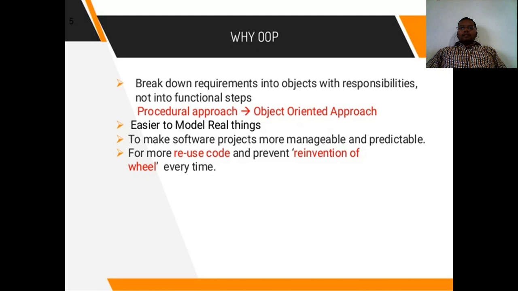So next, why object-oriented programming? Break down requirements into objects with responsibilities, not into functional steps. It means moving from the procedural approach to the object-oriented approach. It is easier to model real things, makes software projects more manageable and predictable, and allows more code reuse, preventing reinvention of the wheel every time.